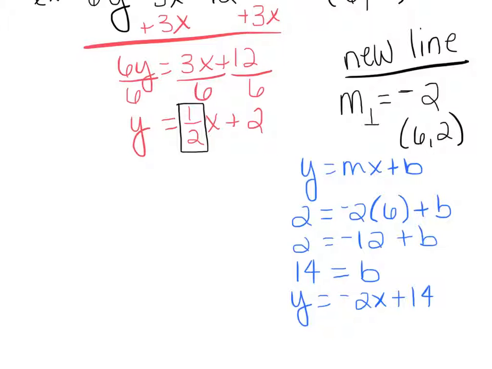And now if we look at our two equations, the first one had a slope of positive 1/2. The second one has a slope of negative 2, which is the negative reciprocal. So that means that these lines will be perpendicular.